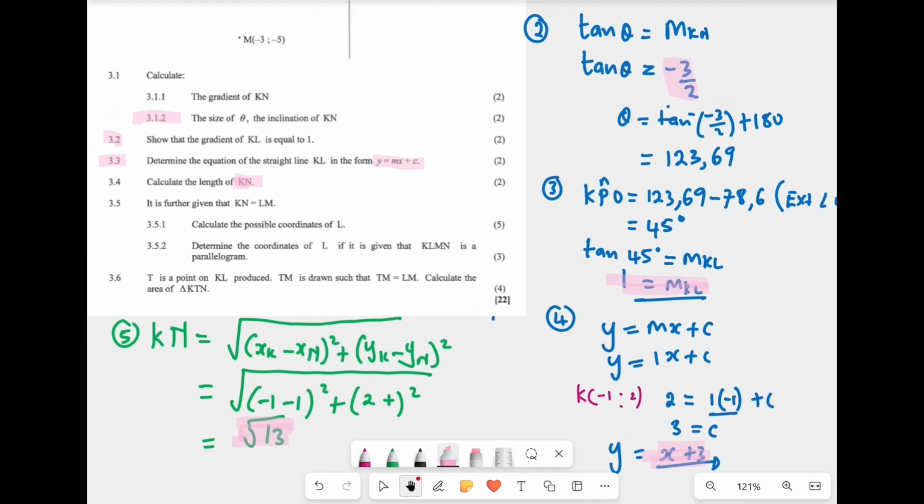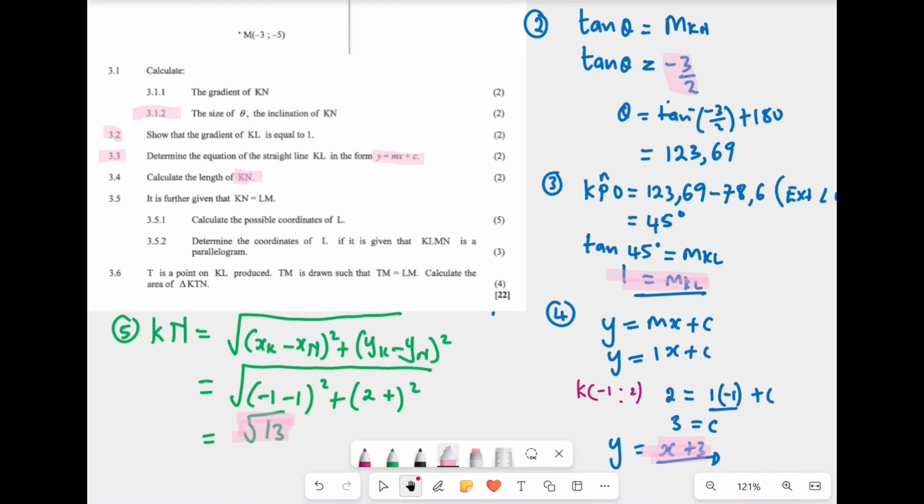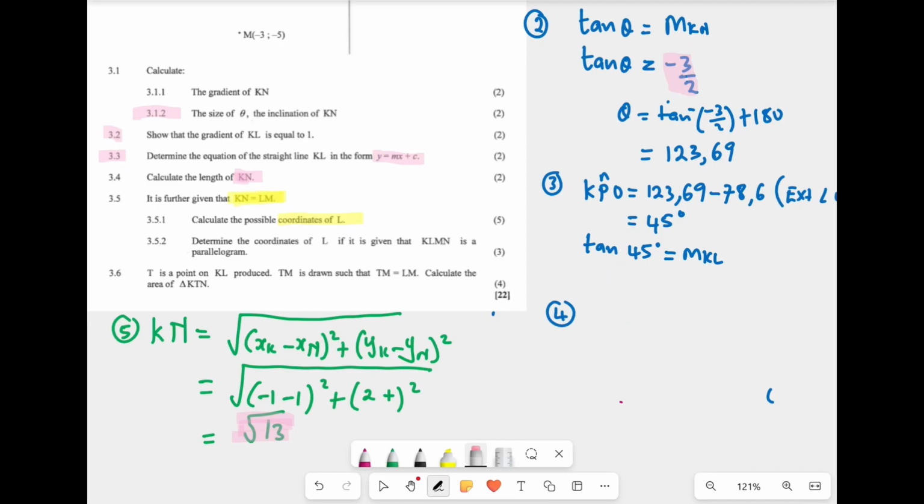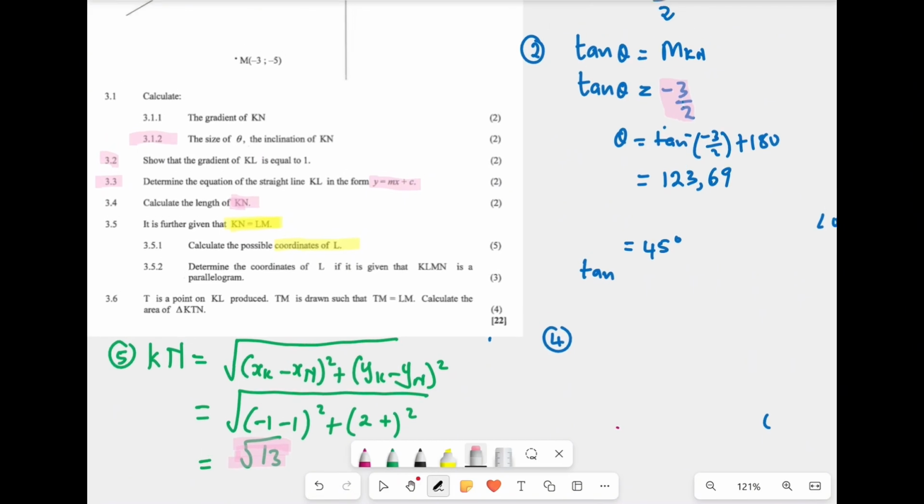Now number 6, which is 3.5.1. We are told now that KN, we need to use this information that they are giving us. If KN is equal to LM, calculate the possible coordinates of L. Calculate the possible coordinates of L. So now let me go back to my diagram. So okay, let me erase here first.